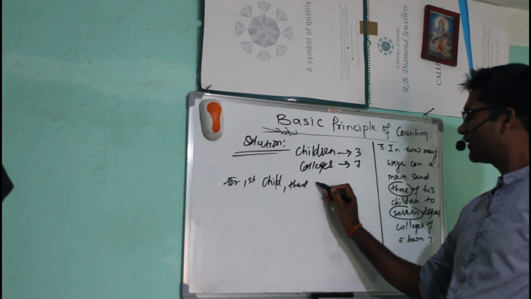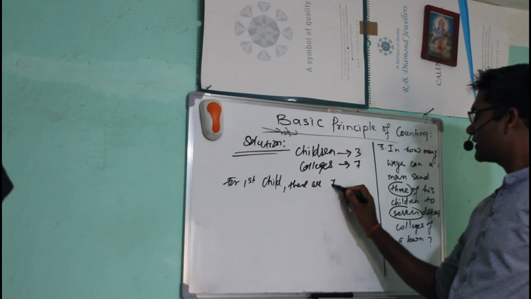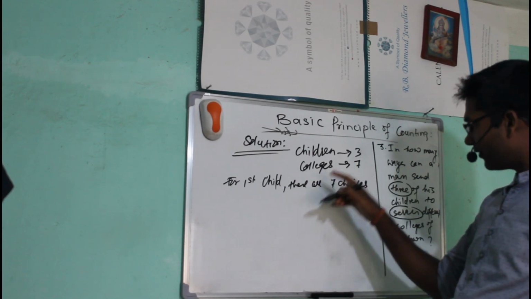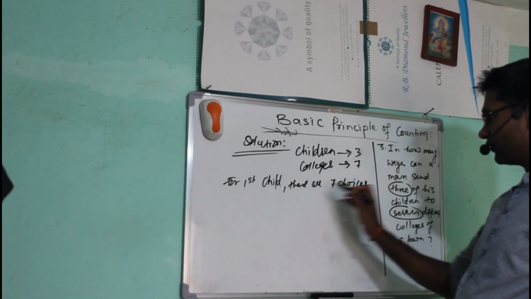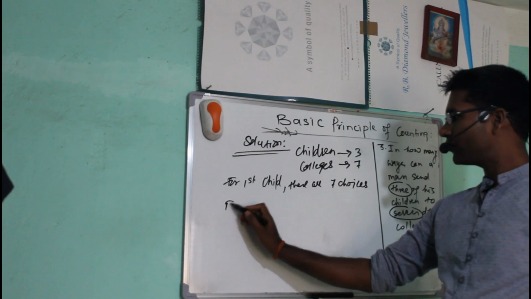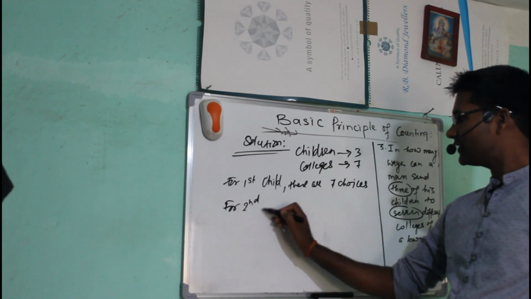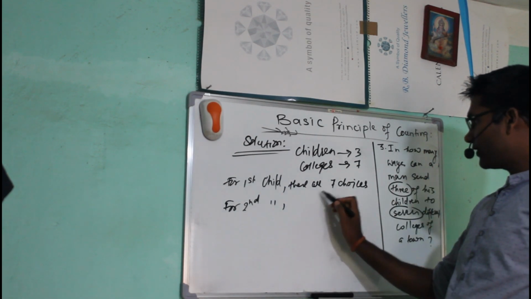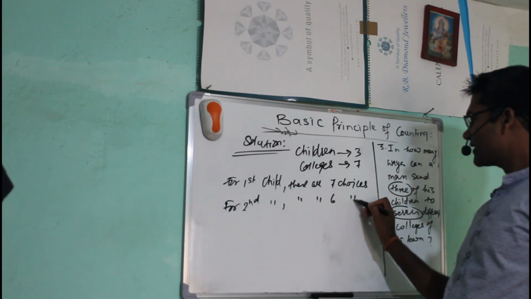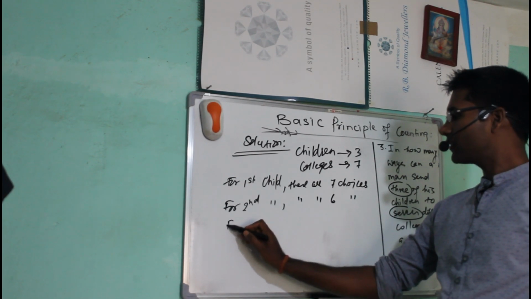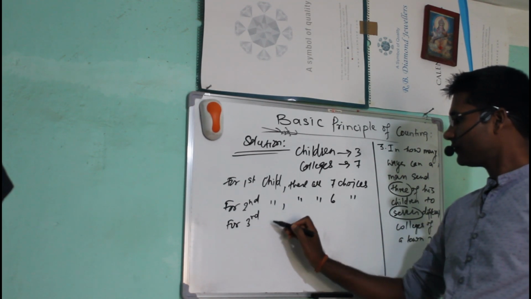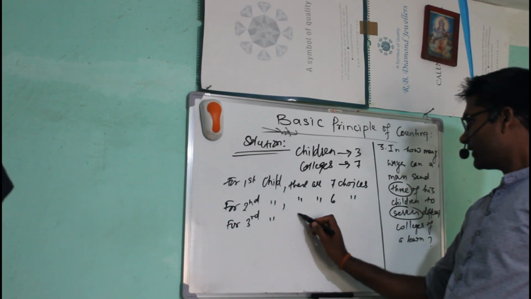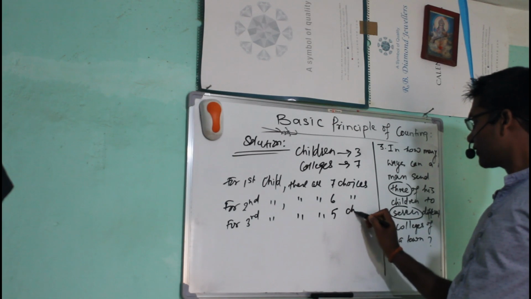there are 7 choices. The first child can choose one of these 7 colleges. So for the first there are 7 choices. For the second child, already one will be chosen, so there are 6 choices. For the third one, as 2 colleges are already chosen, there will be only 5 choices.